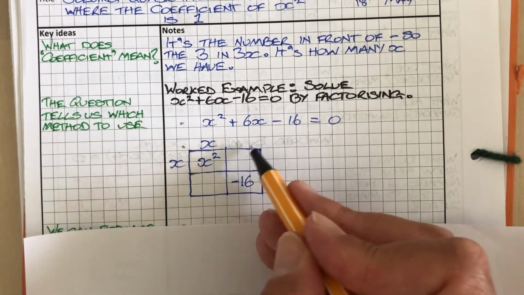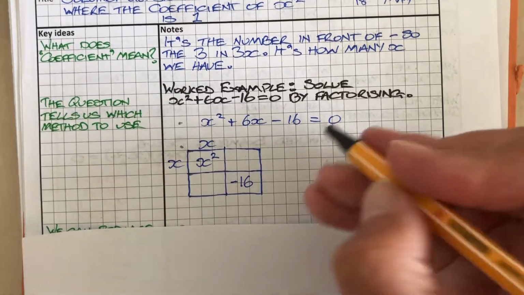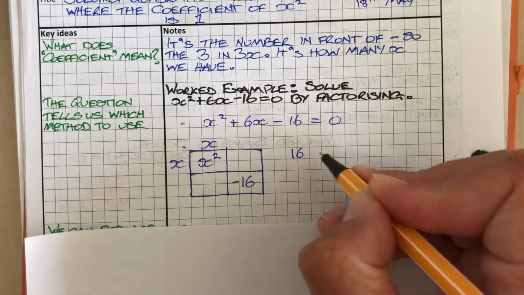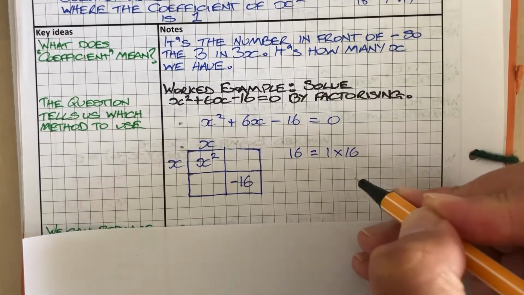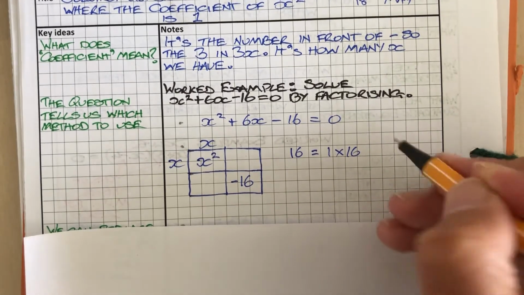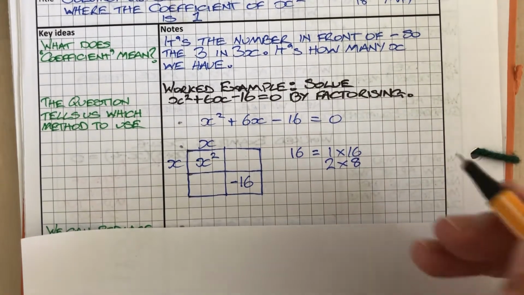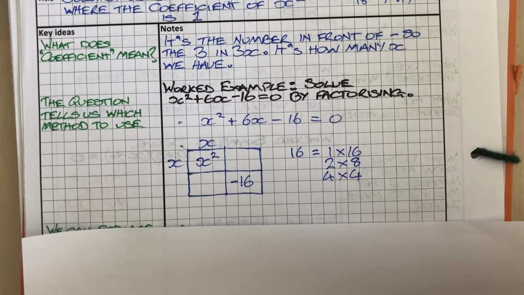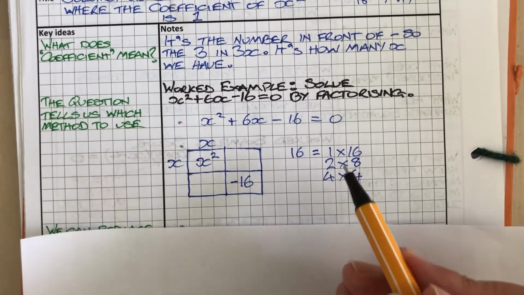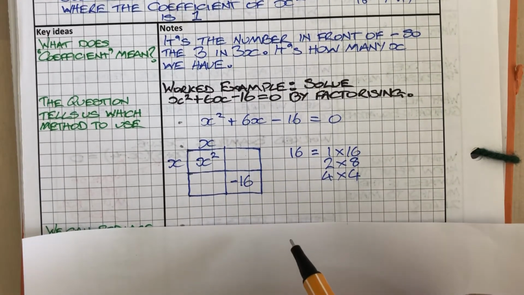Now, 16 is made by multiplying whatever number is here by whatever number is here. Let's have a look and see what the possibilities could be. 16 could be made by doing 1 times 16. It could be made by doing 2 times 8. It could be made by doing 4 times 4. Now I know that I've found all the factor pairs for 16, all the possible ways of multiplying whole numbers together to get 16 as an answer.